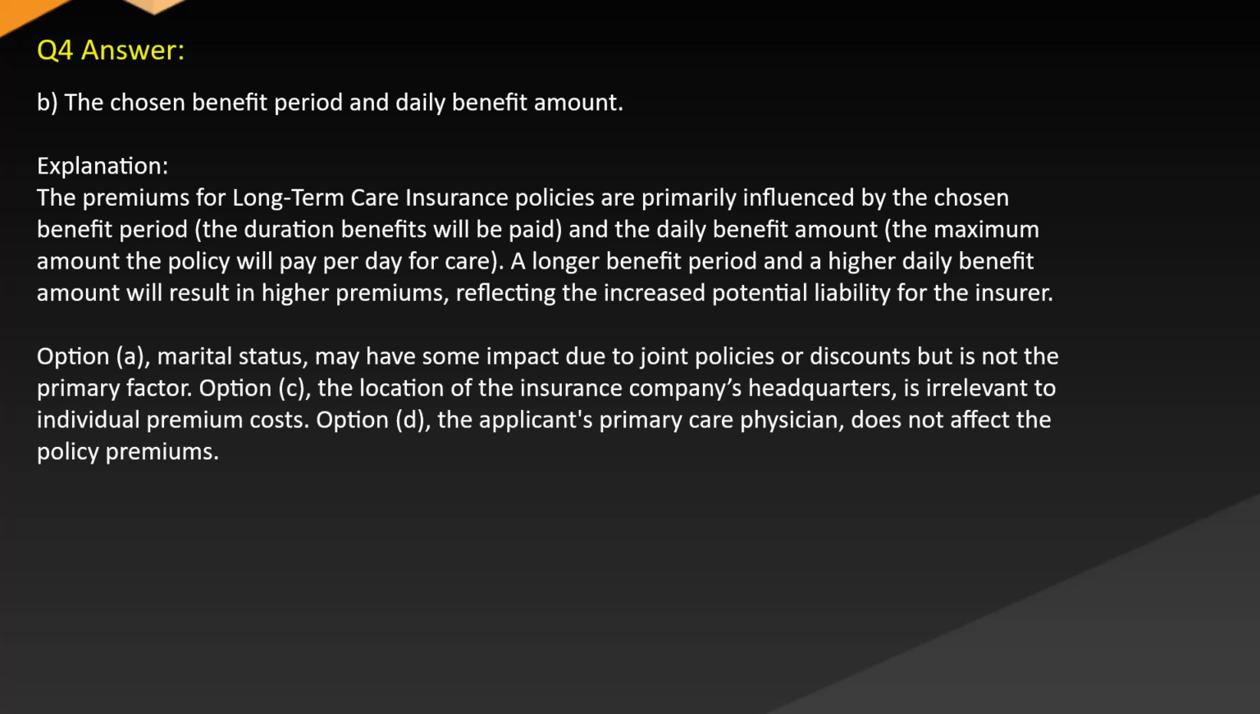Option A. Marital status may have some impact due to joint policies or discounts but is not the primary factor. Option C. The location of the insurance company's headquarters is irrelevant to individual premium costs. Option D. The applicant's primary care physician does not affect the policy premiums.